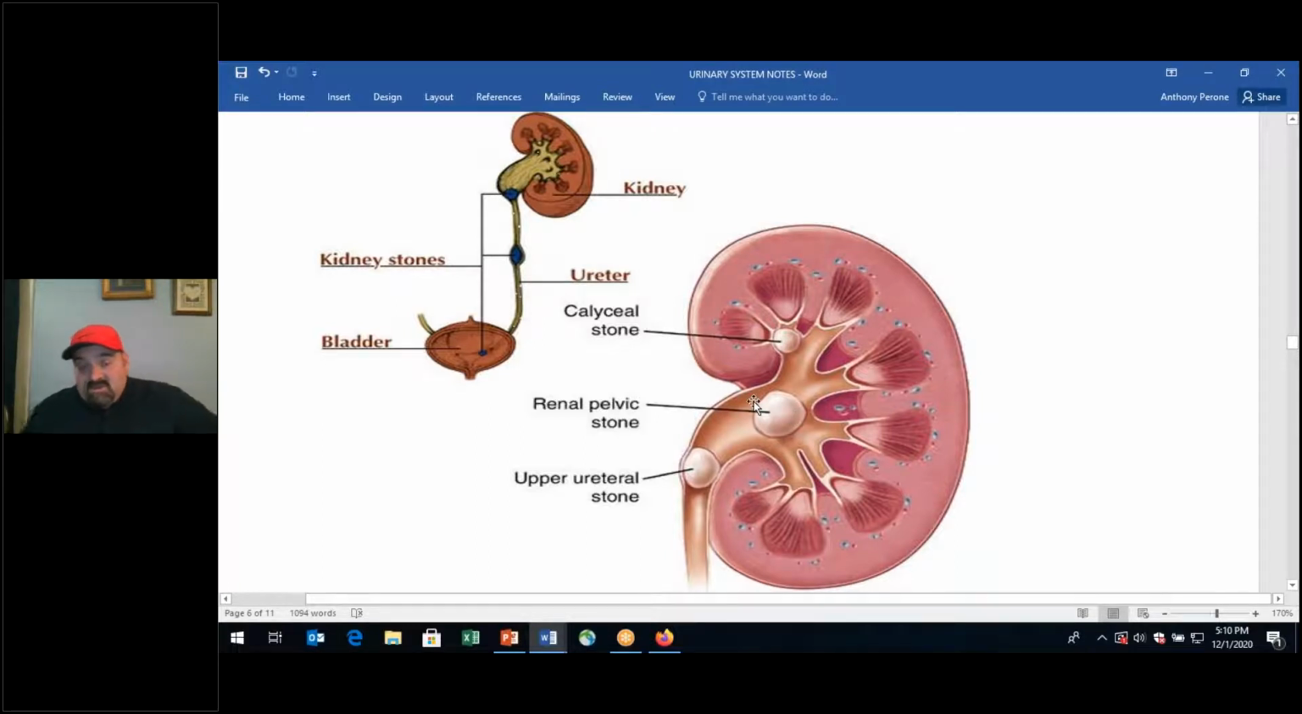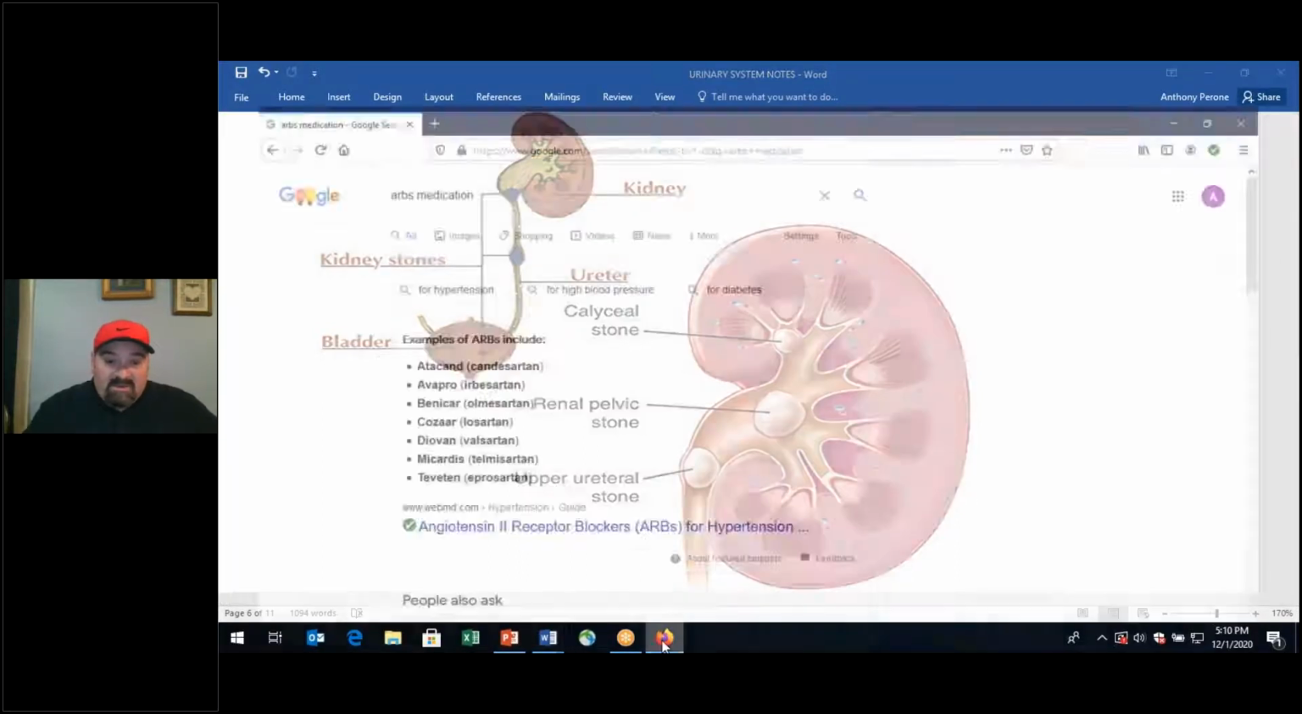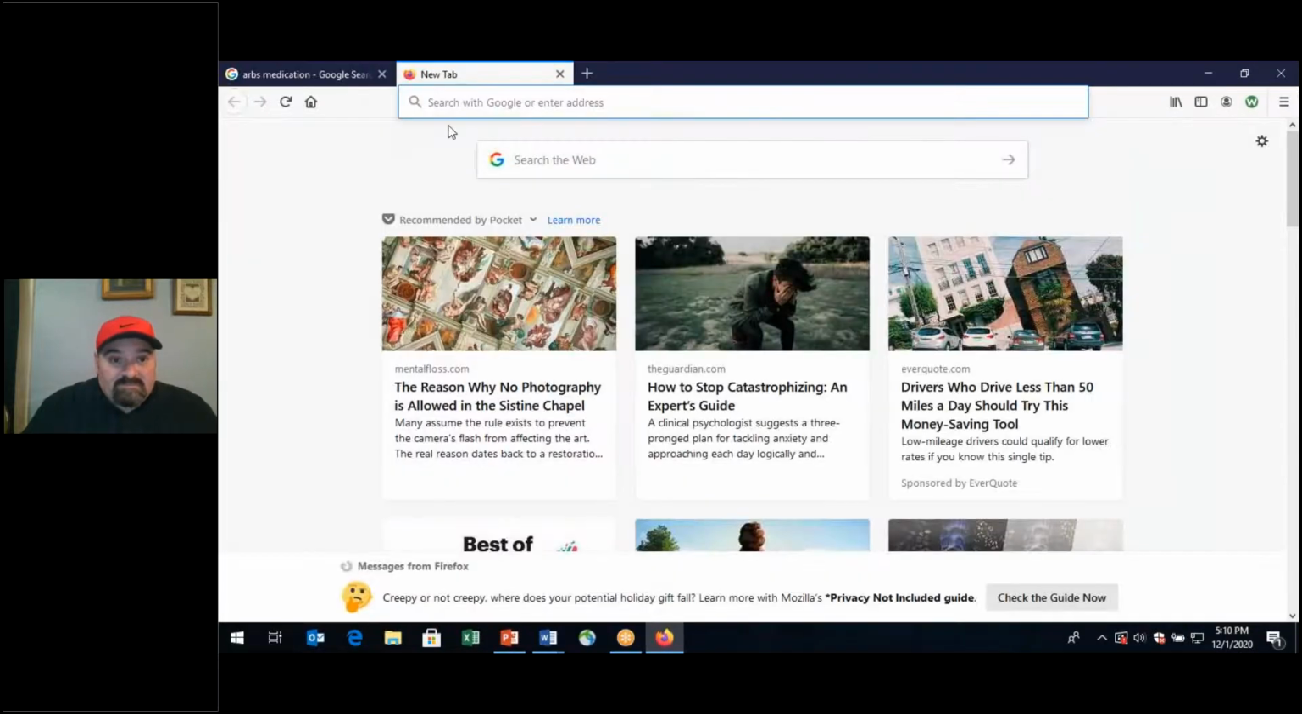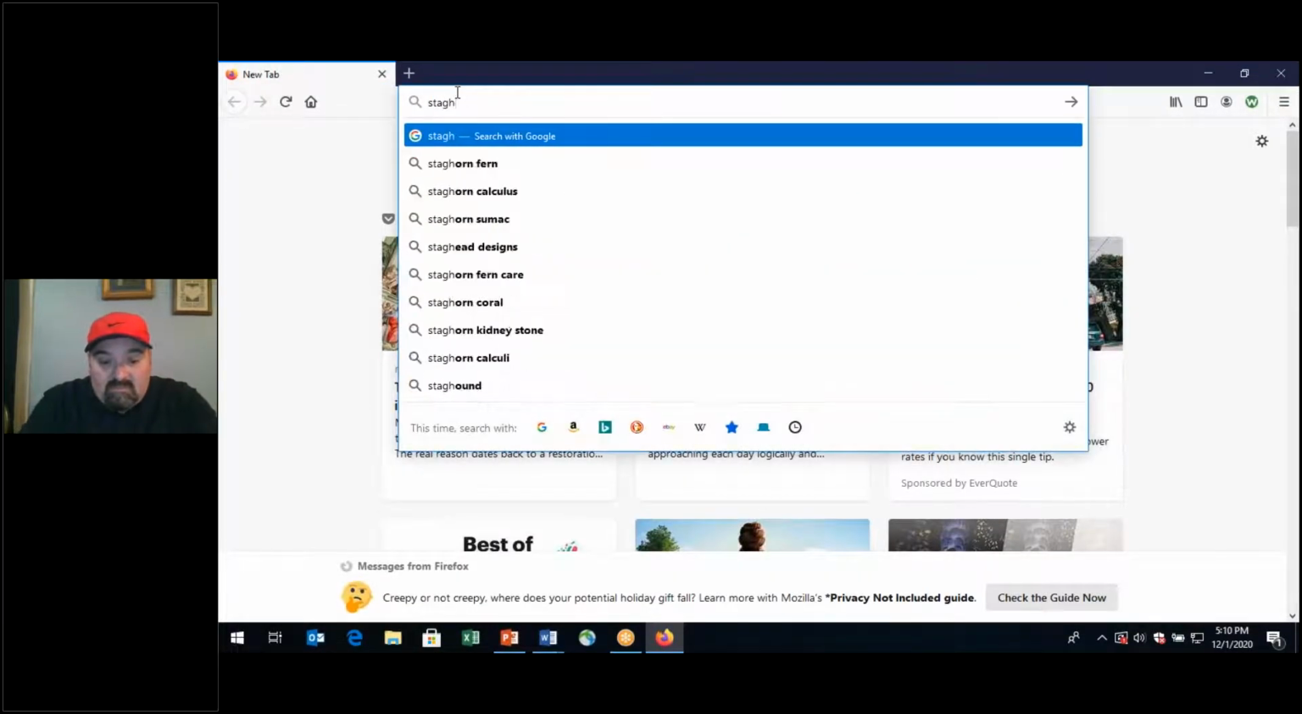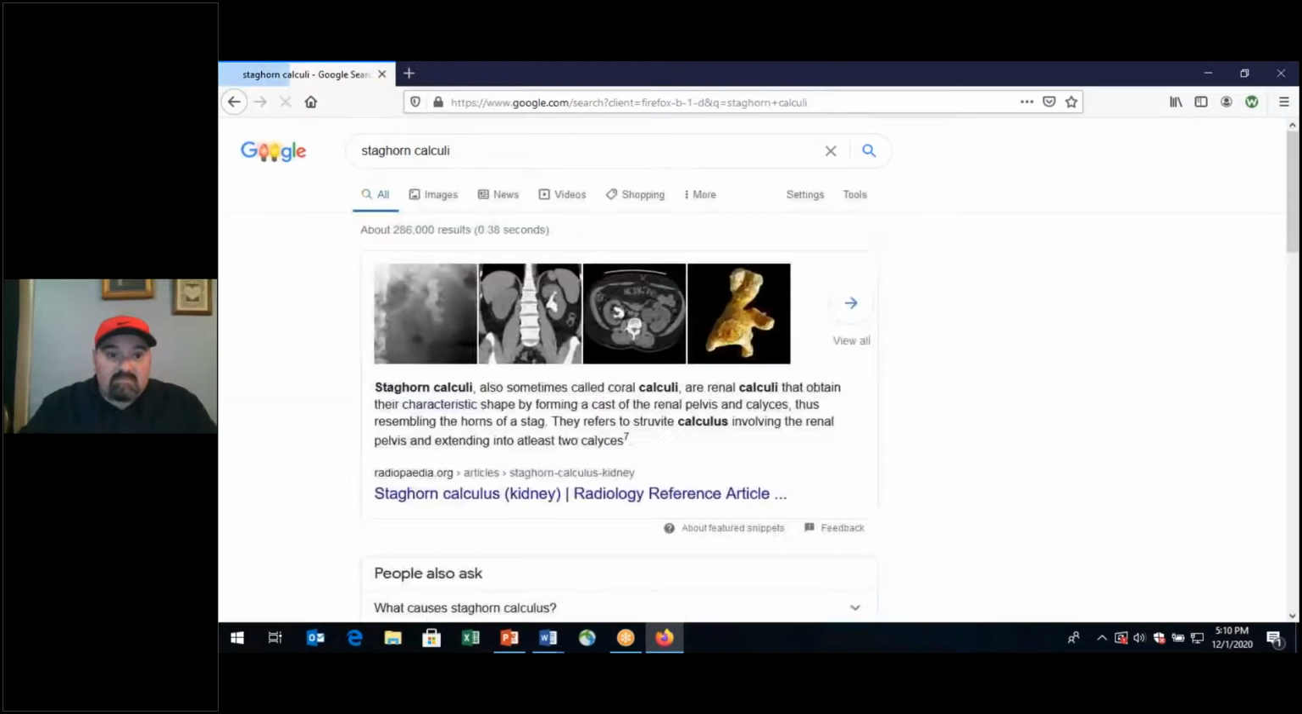I've seen images from patients that have had staghorn calculi, where they've had stones present throughout the whole pelvis, so that we're not even draining much urine into the ureter. It's just terrible. Look that up if you have a chance. Staghorn. Actually, I'll look that up for you right now. Yeah, so look at that there.